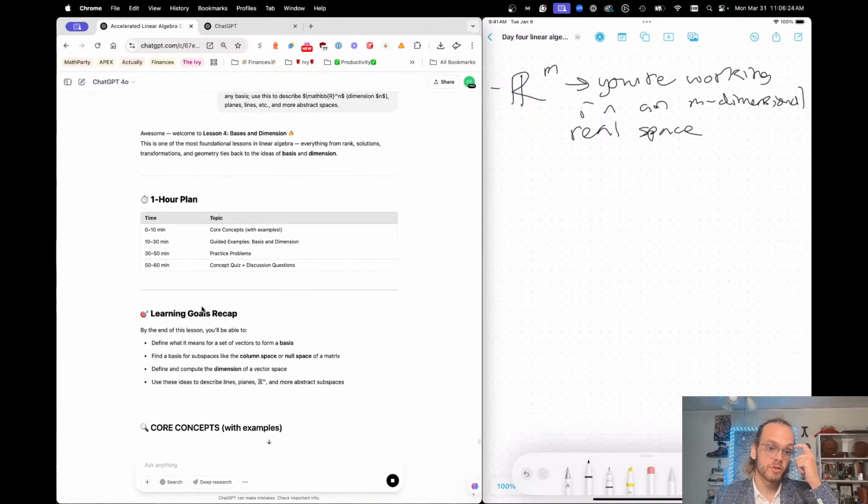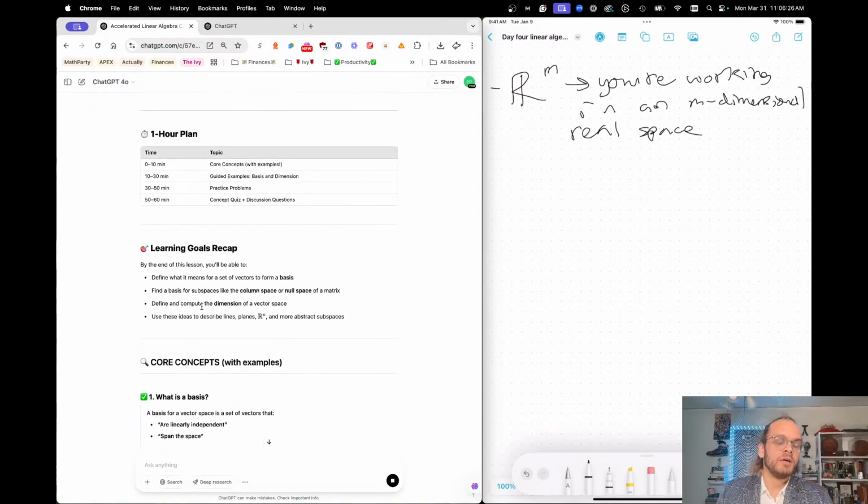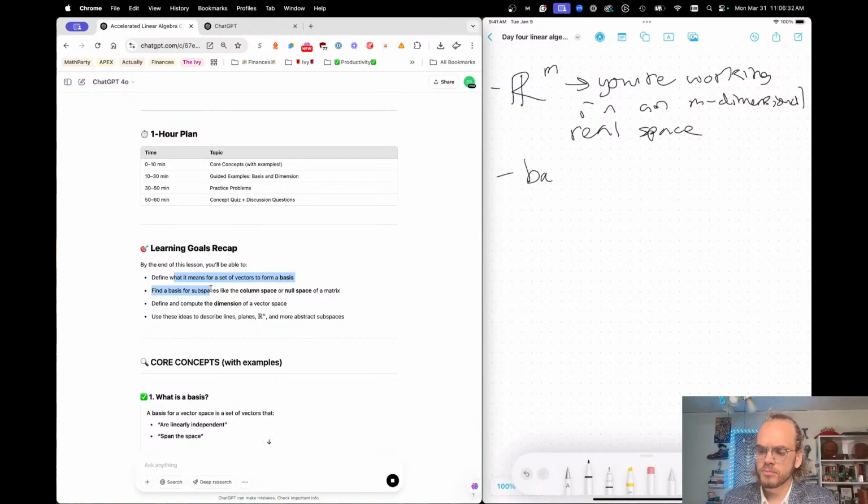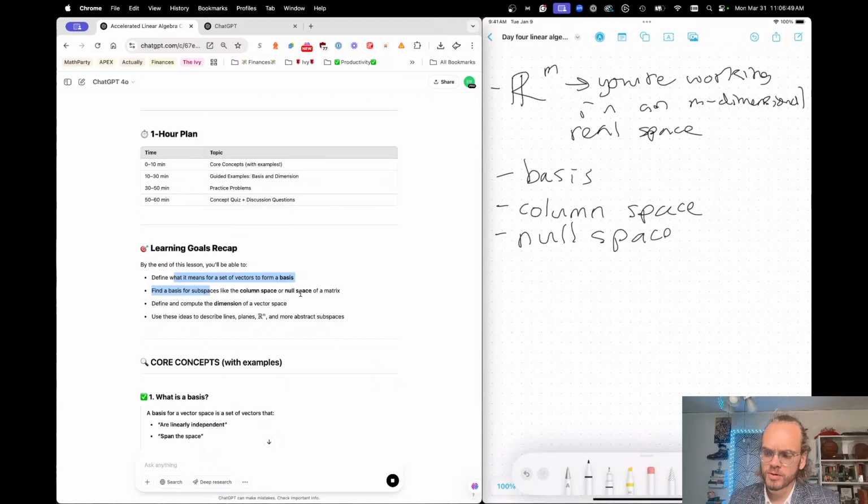All right, so core concepts. I need to know what it means for a set of vectors to form a basis. So this is a key term, basis. Find a basis for the subspaces like the column space or null space of a matrix. So I think I've written these key terms down before, but I need to know what a column space is as well as a null space. It feels like linear algebra has a lot more key terms and terminology than other math classes, which is interesting.